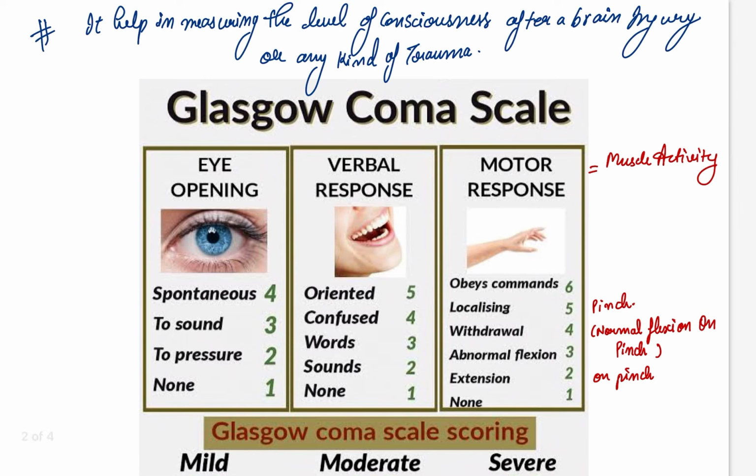So today we will start the topic of the Glasgow Coma Scale. It helps in measuring the level of consciousness after a brain injury or any kind of trauma. In the Glasgow Coma Scale, we measure by three criteria: eye opening, verbal response, and motor response. Motor response is also known as muscle activity. We are measuring the muscle activity of the patient, right?